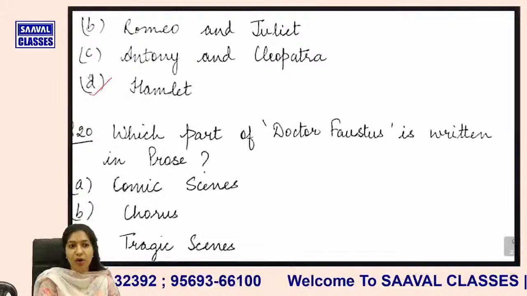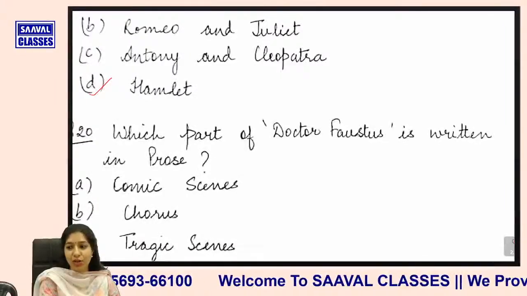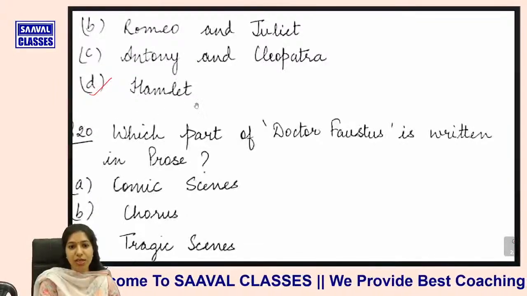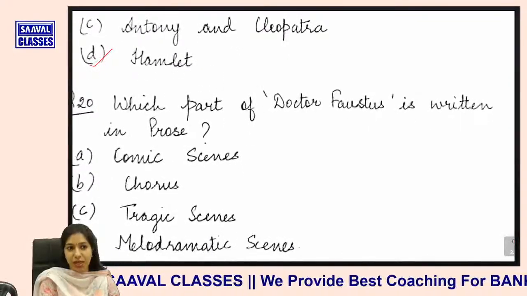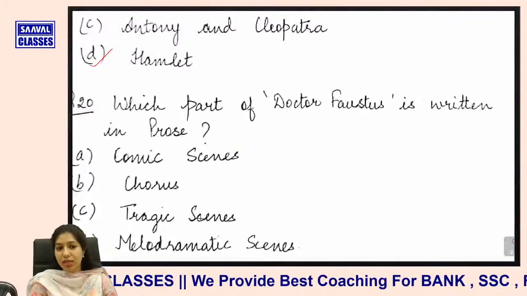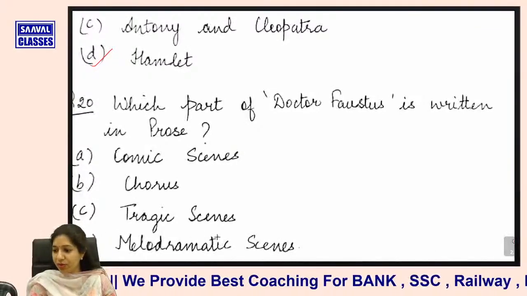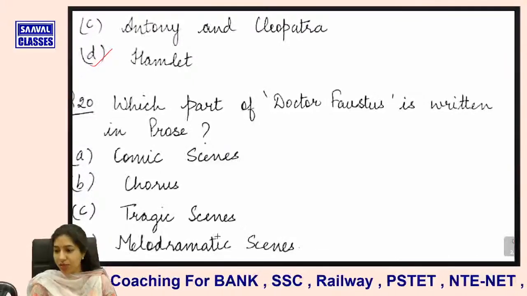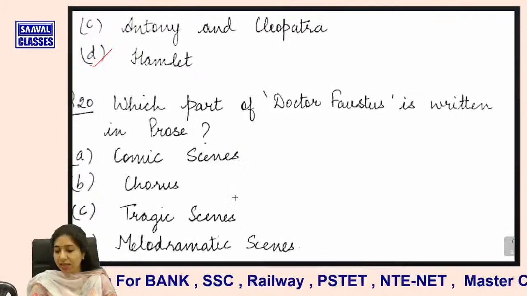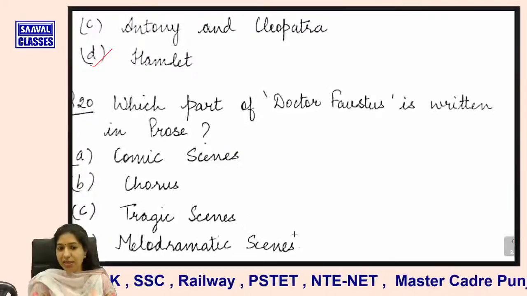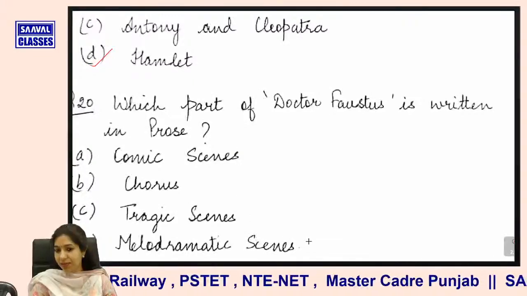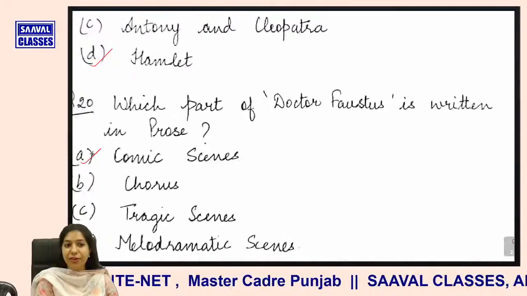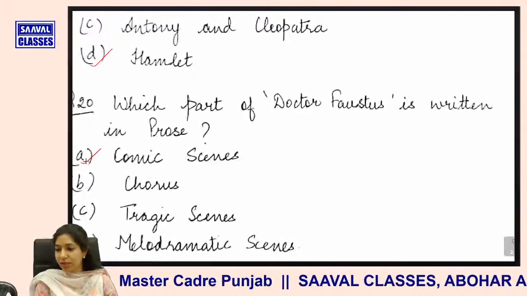Which part of Dr. Faustus is written in prose? Because some of the parts of this play were written in verse. So now you have to tell me which part was written in prose. Comic scenes, chorus, tragic scenes or melodramatic scenes? Yes. Christopher Marlowe wrote the comic scenes of Dr.